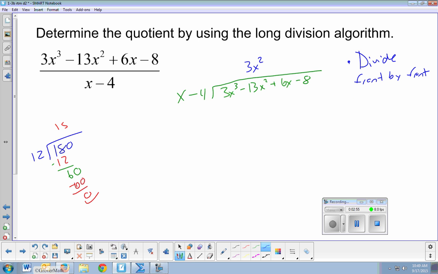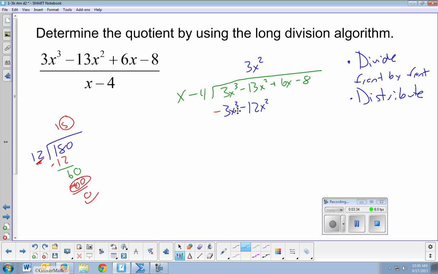Then, after you divide, you distribute. You multiply this by this to get something that goes here. So 3x squared times x is 3x cubed, and 3x squared times negative 4 is negative 12x squared. It's just like we did here. When I put this 5 here, I multiplied it by 12 to put a 60 here. Then what did we do? We subtract. I subtracted the 60.